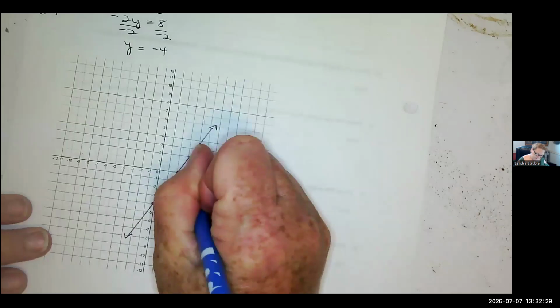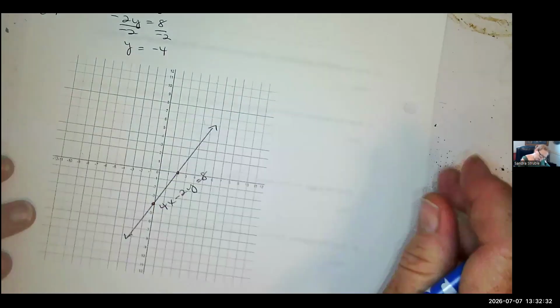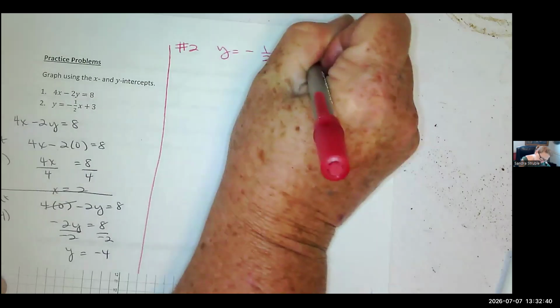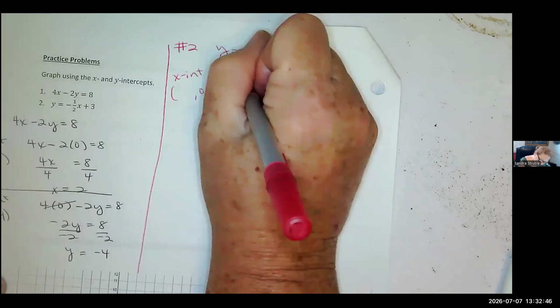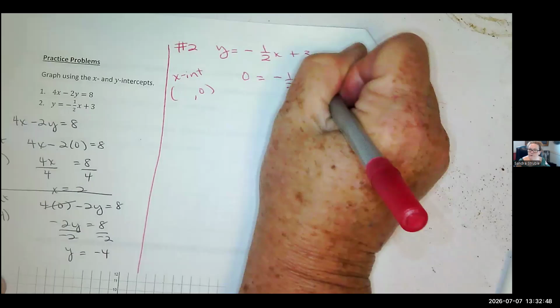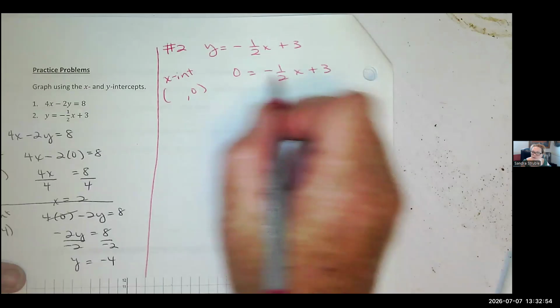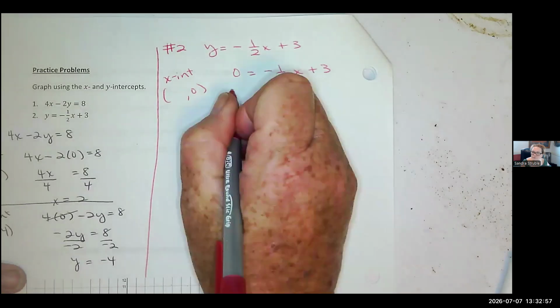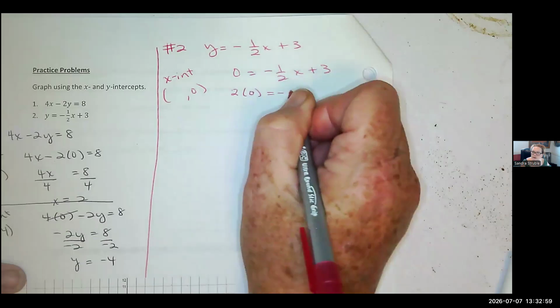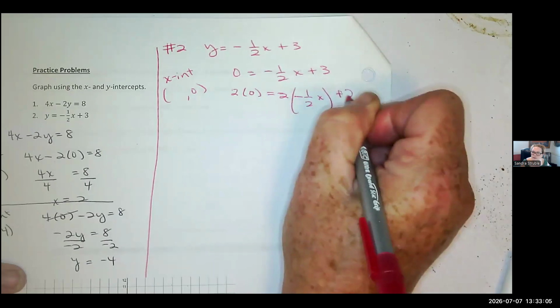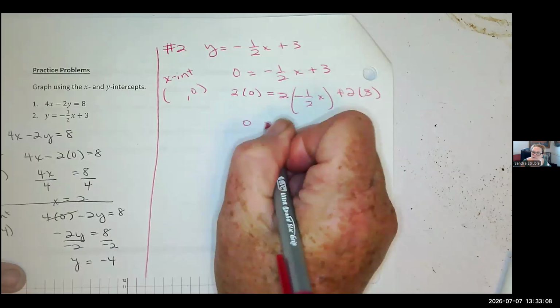All right, for the second one, again, pause the video if you haven't attempted it. To find your x-intercept, you let y equal 0. Remember to get rid of the fraction whenever you're dealing with an equation. You can multiply every term by the denominator. Just go 2 times negative 1/2 x plus 2 times 3. 2 times 0 is 0. These cancel out. You're left with negative 1x plus 6.